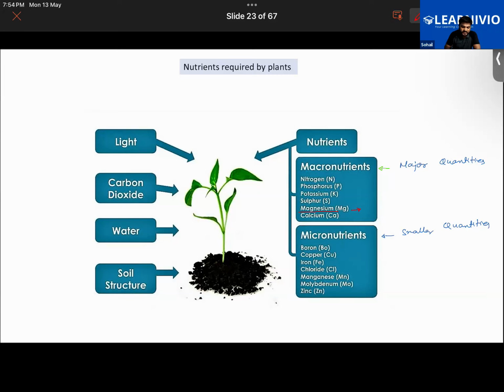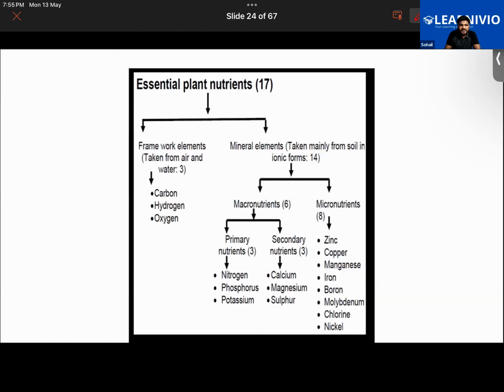So the plant is in need of sunlight, carbon dioxide, water, and in order to carry out any activity, not only photosynthesis, but whether it be taking up water and minerals and salts from the soil, or carrying out respiration or transpiration, it requires nutrients. If it is not getting energy, then how will it be able to perform different functions? Hope you guys have got my point. Normally there are in total 17 essential plant nutrients.